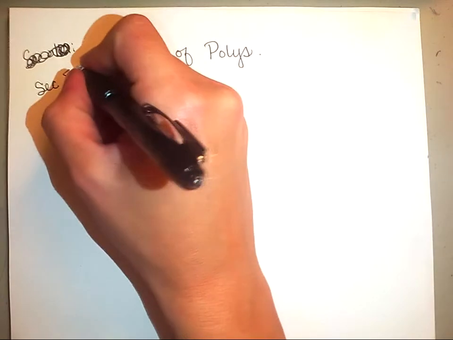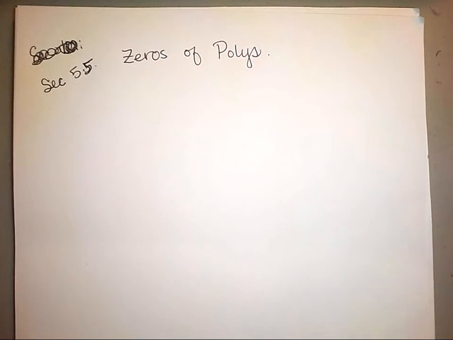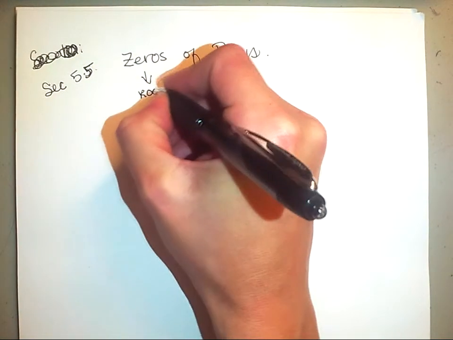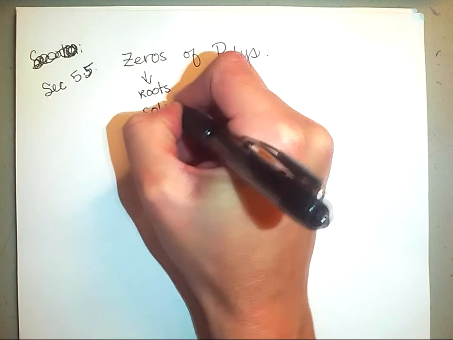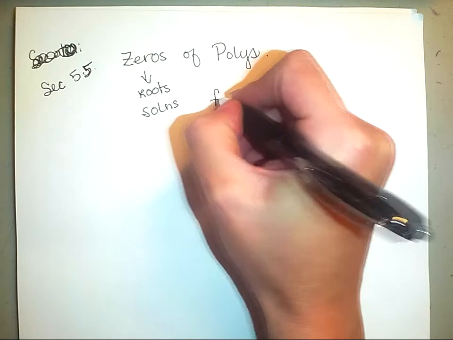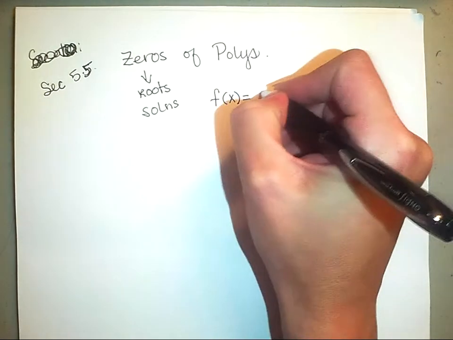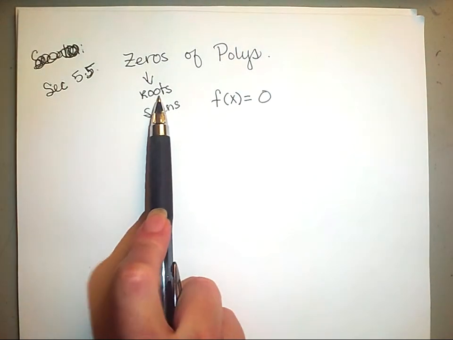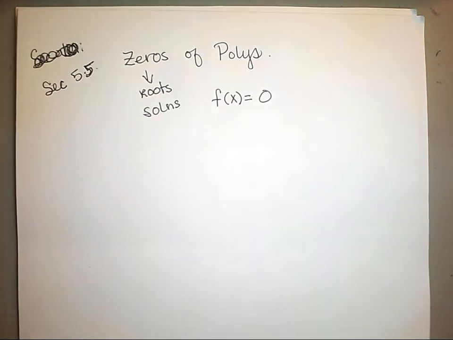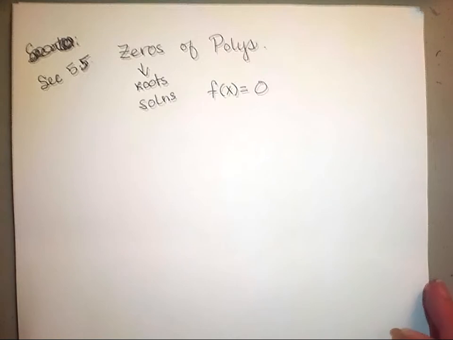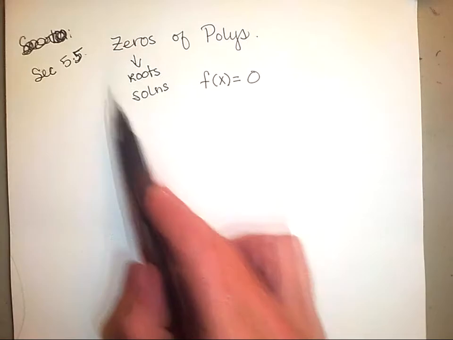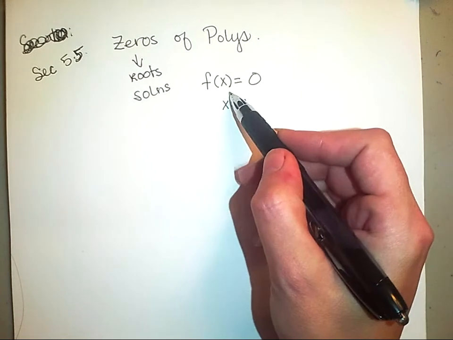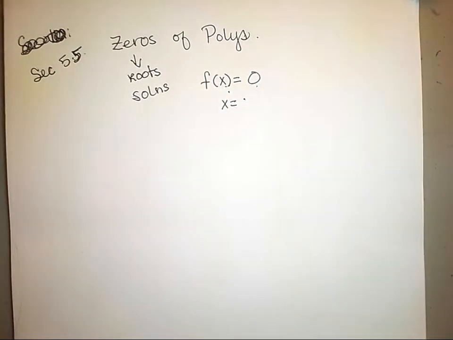Okay, today we're going to talk about section 5.5. When we talk about the zeros of a polynomial, this is also known as the roots or the solutions to the polynomial. We'll just let our polynomial be some f of x, and when we set it equal to 0, we'll find solutions or the roots or the values of x which make it 0. So these are three ways to talk about the solutions to when we let the polynomial function equal 0.